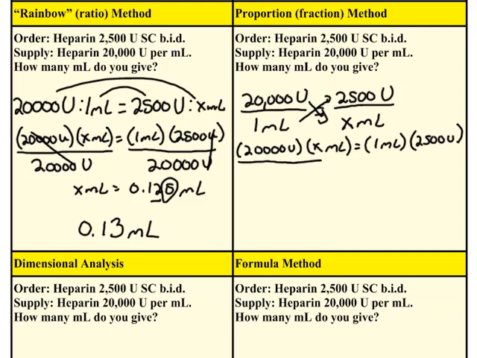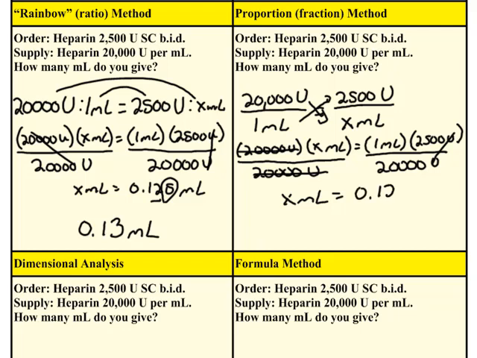To solve for x, we will divide both sides by 20,000 units. Therefore, isolating our x and getting milliliters by itself. When you perform the calculation, 1 milliliter times 2,500 divided by 20,000, you should get 0.125 milliliters. However, since we are administering heparin, we know to round to the hundredths place. The 2 is in the hundredths place, and the 5 tells me to round up. Therefore, we will administer 0.13 milliliters.